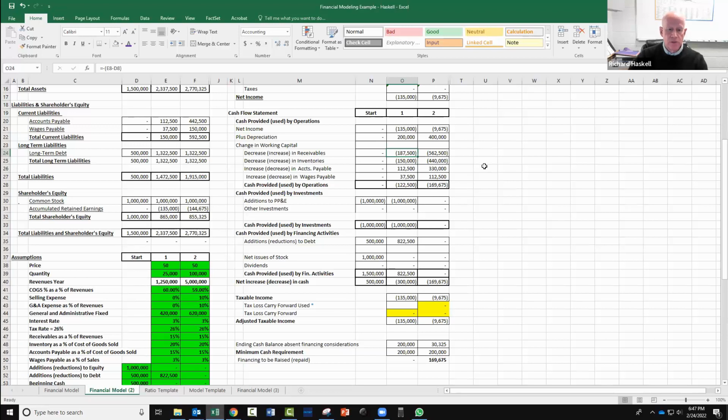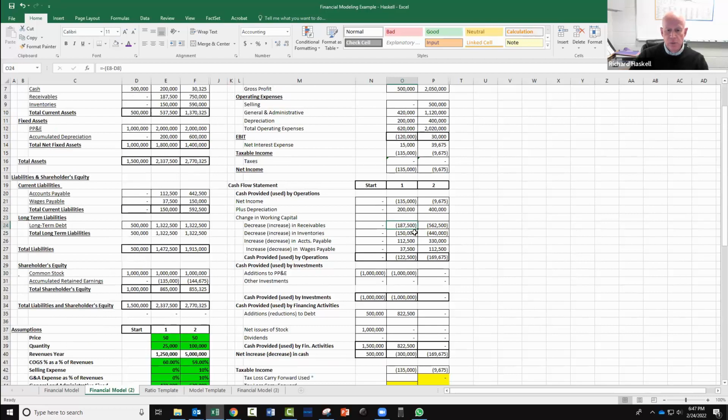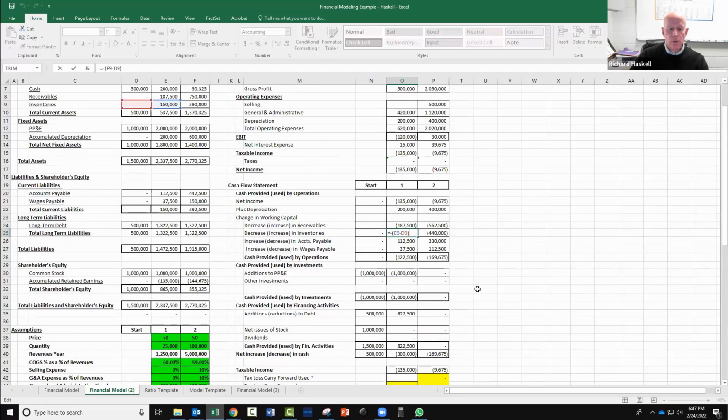So in accounts receivable, we started with accounts receivable of nothing in the beginning period. By the end of the first year, they had risen to 187.5. And just as we might have expected, that increase in accounts receivable is represented as a decrease in cash flow. The same thing happens for inventories because it's also an asset account. Here, an increase from nothing to 150,000 results in a decrease.